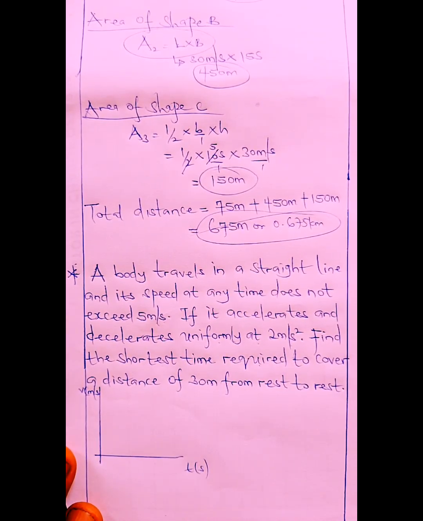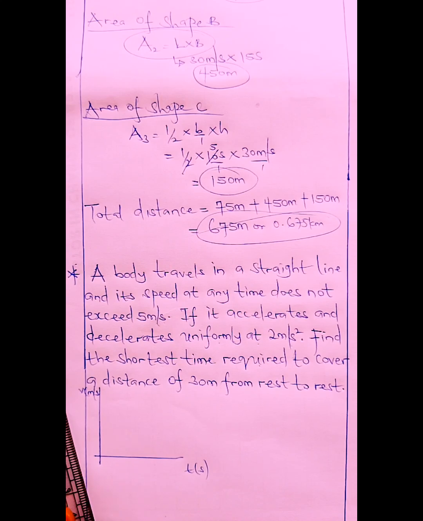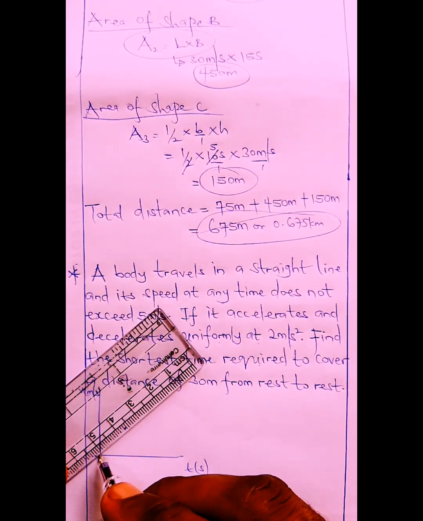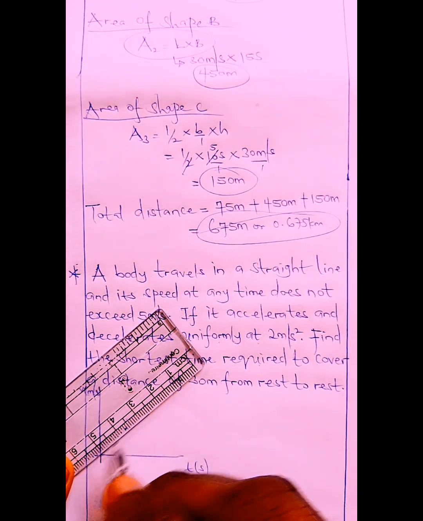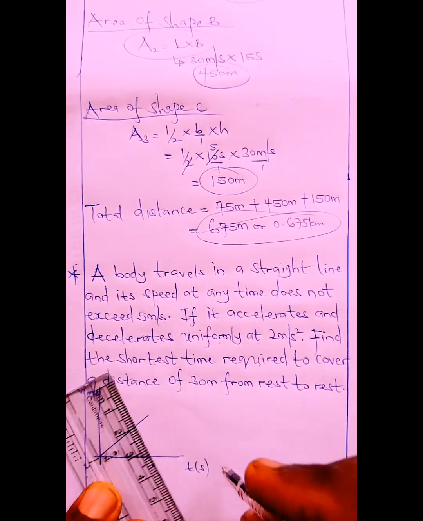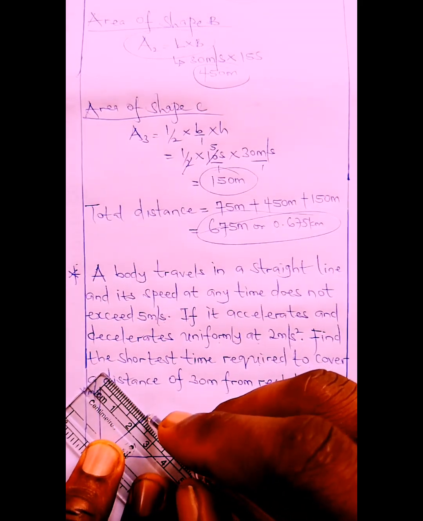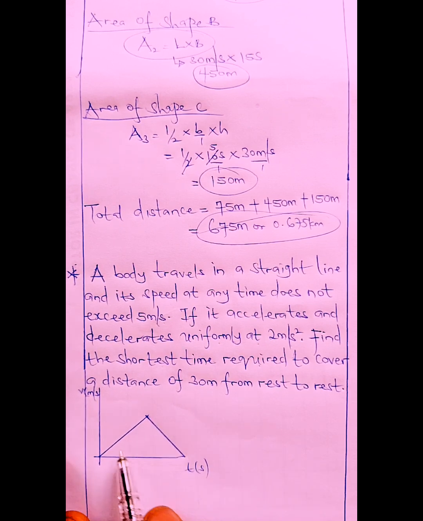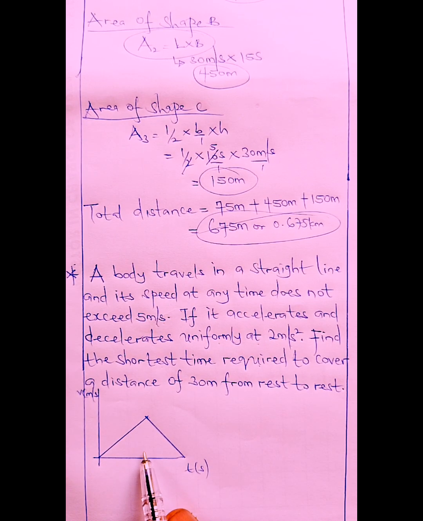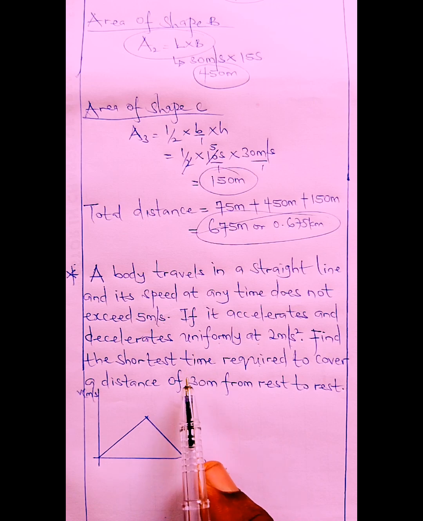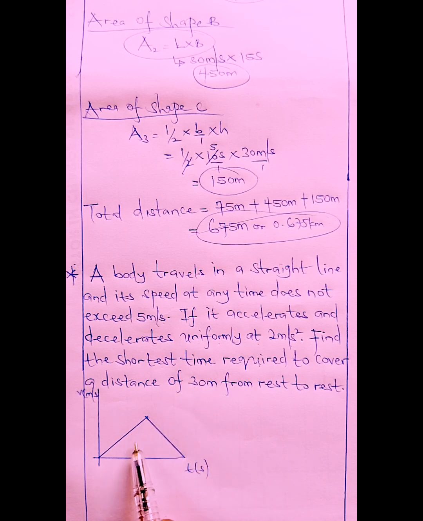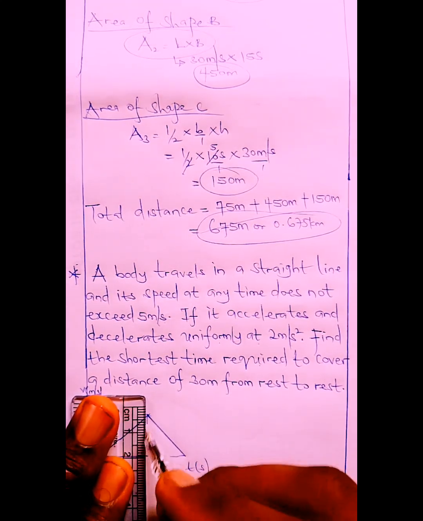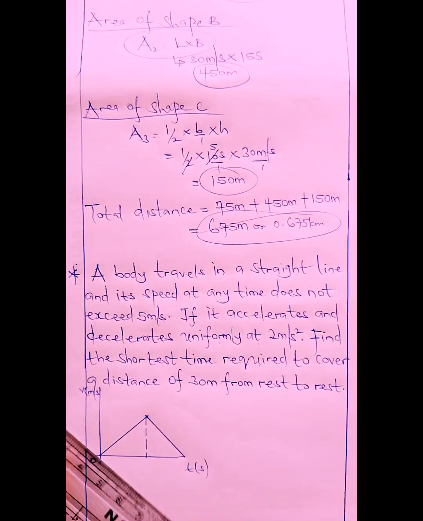So we're told that it accelerates and decelerates uniformly at 2 meters per second squared. So the body did two things in quick succession. The body accelerates, then the body decelerates also. On both occasions it was 2 meters per second squared. So the body accelerates from rest, from zero. It took some time to do that. Let's assume we don't know what the time is. We're not told, and that's what we're asked to get.